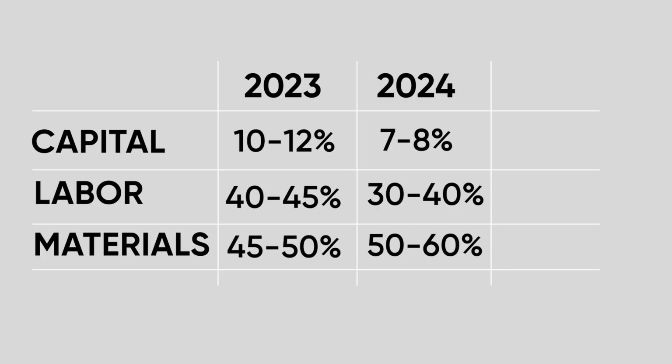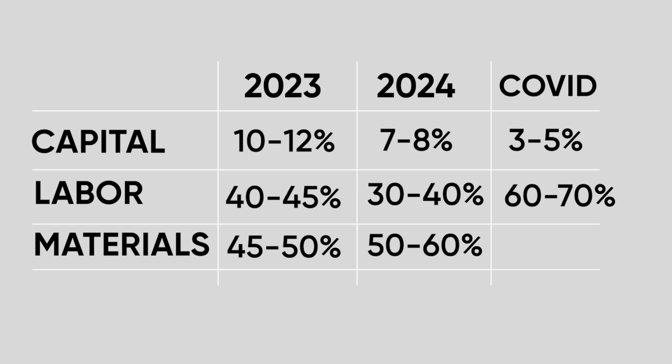For comparison, during COVID, the structure was as follows. The cost of money was much lower, around 3 to 5%. The cost of labor was very high, reaching up to 60 to 70%. And the cost of materials also accounted for approximately 30 to 40%. That is, the work was very expensive. Why are such changes happening?